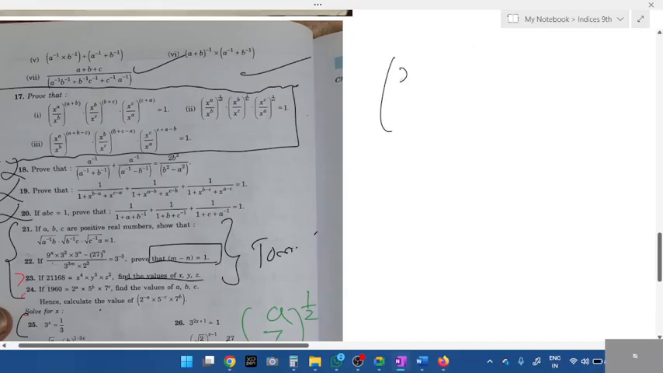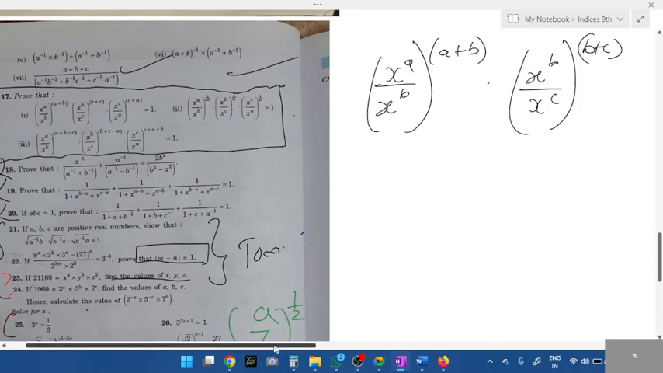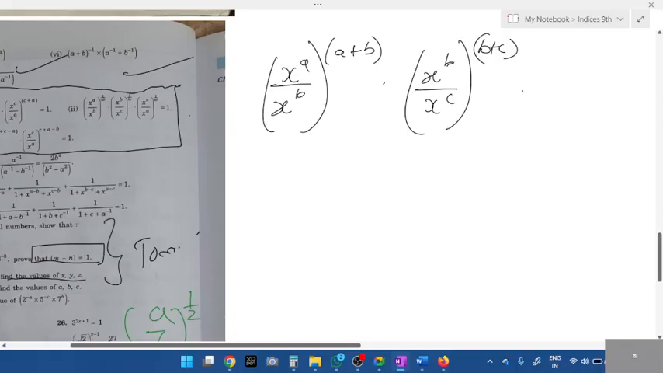First question. Prove that x^a divided by x^b to the power a plus b, times x^b divided by x^c to the power b plus c. Next, x^c divided by x^a, students, to the whole power c plus a. This is the first question.